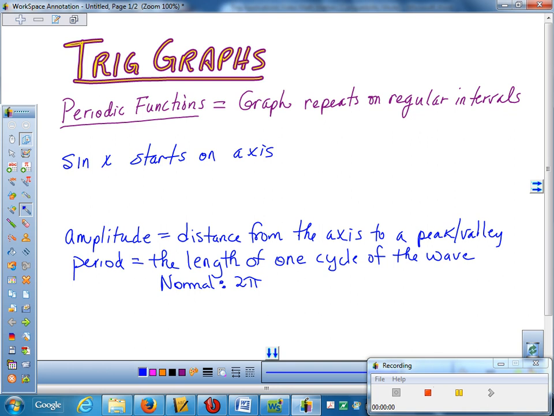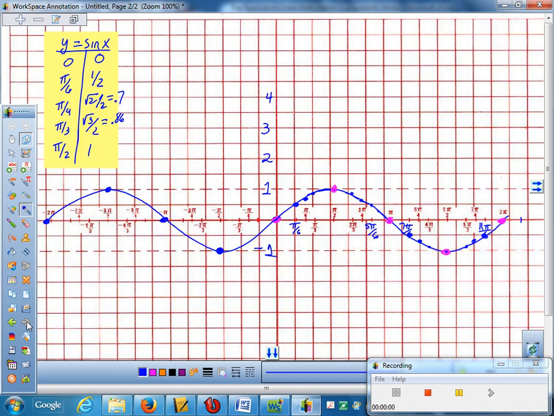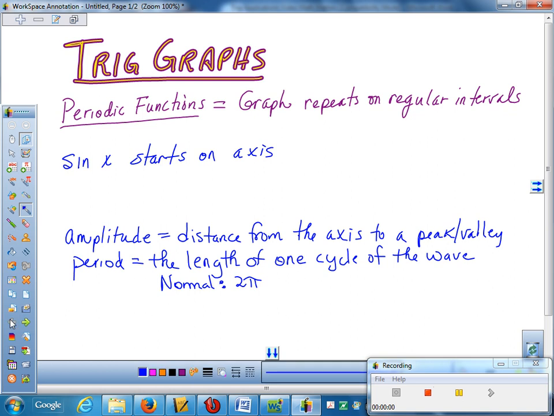Okay, now, before we start playing with how you change amplitude and period, we need to find out what cosine looks like. Anybody got any gut instinct about what cosine is going to look like? Because think about what cosine is when you do the special angle table. Isn't it the exact same numbers as sine? Just in reverse order? Not the reciprocal, nope. Think about the special angle table.